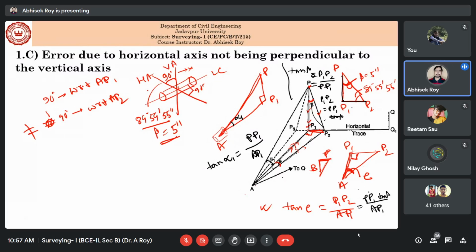So you can see the PP1 by AP1 is here. So instead of this PP1 by AP1, you can write tan alpha 1 into tan beta. So ultimately you are getting tan E equals tan alpha 1 into tan beta.